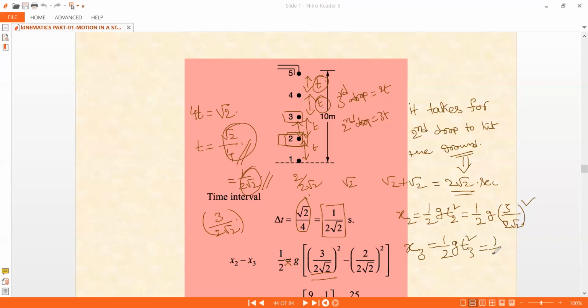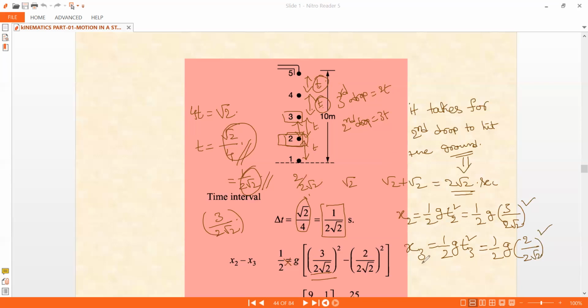So that happens to be half g into t3 square, where t3 is t plus t, because they take equal time intervals. It's not equal distance. They take equal time intervals, but they can have variable distance because it is accelerated. So it will be half g into 2 by 2 root 2 whole square. This is the time for the third drop.